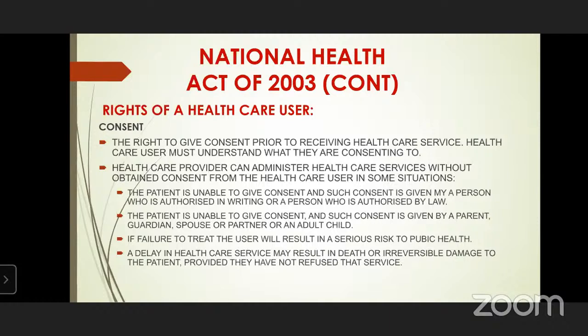However, the healthcare provider can administer healthcare services without obtaining consent in certain situations. One, the patient is unable to give consent, and such consent is given by a person who is authorized in writing, or the patient is unable to give consent, and such consent is given by a parent, guardian, spouse, or partner. If failure to treat the user will result in serious risk to public health, or a delay in healthcare service may result in death or irreversible damage to the patient, provided they have not refused the service.